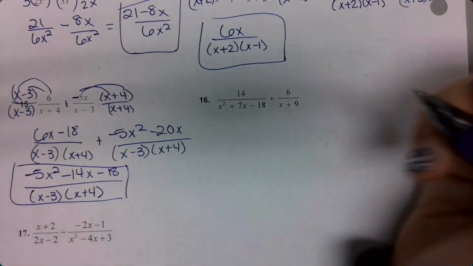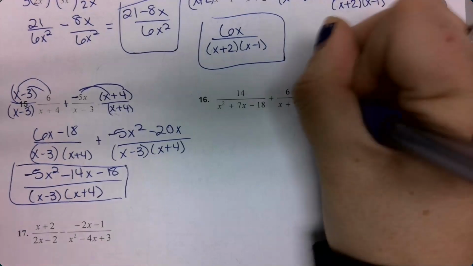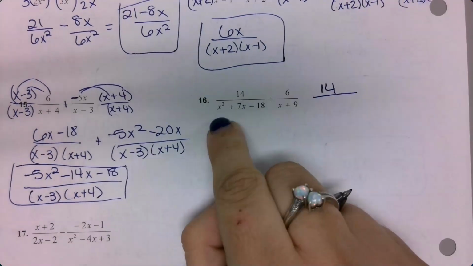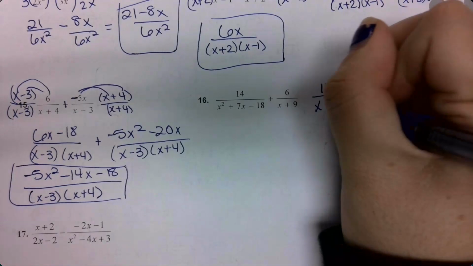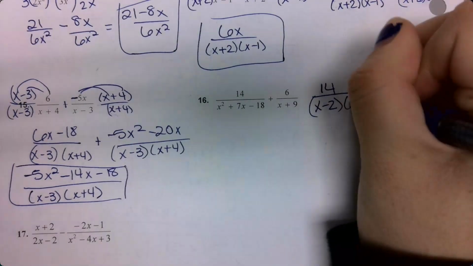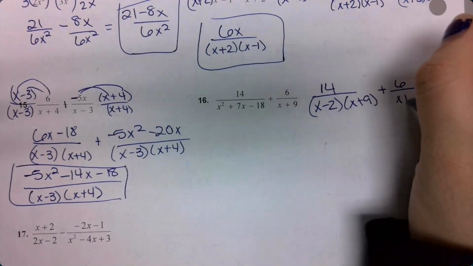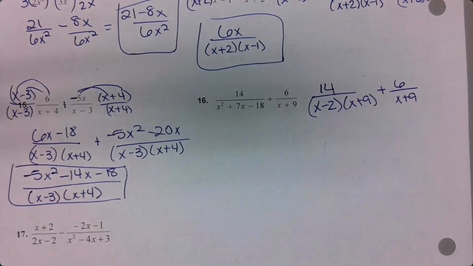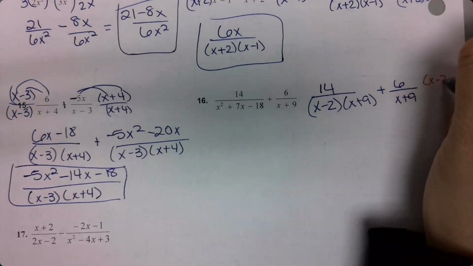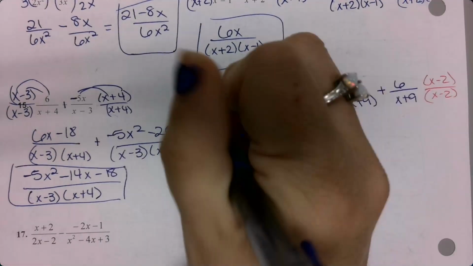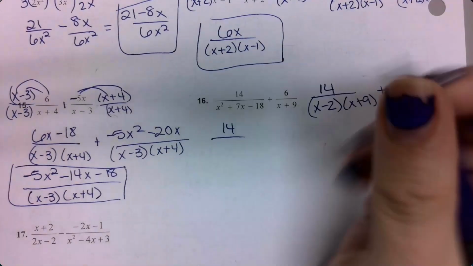On 16, I want to go ahead and factor my first denominator. So I'm looking for what multiplies to negative 18 and adds to positive 7. That is negative 2 and positive 9. So my second fraction already has the x plus 9. It's just missing the x minus 2. So I'm going to multiply that by x minus 2 over x minus 2. My first fraction is going to stay the same.